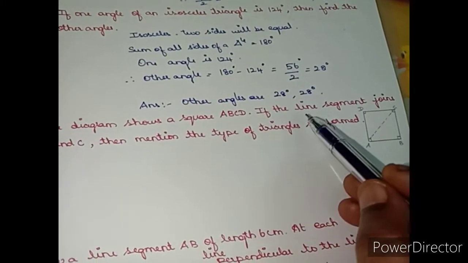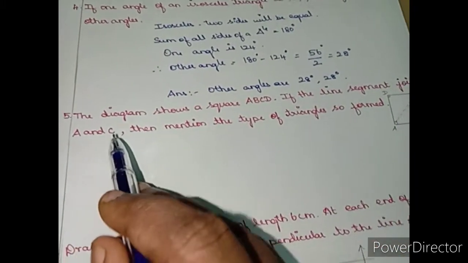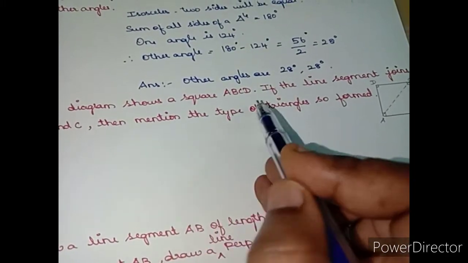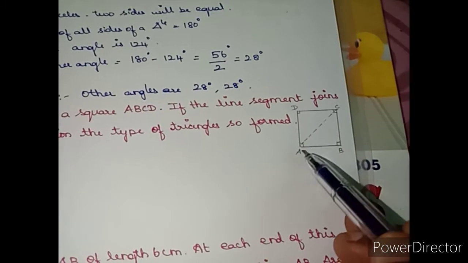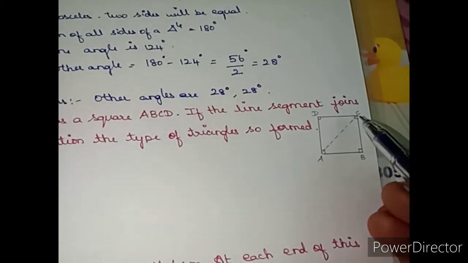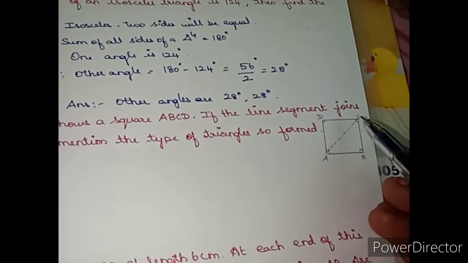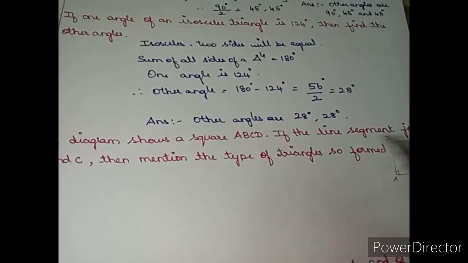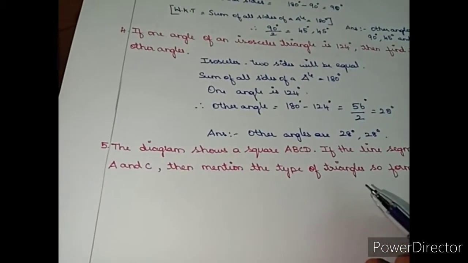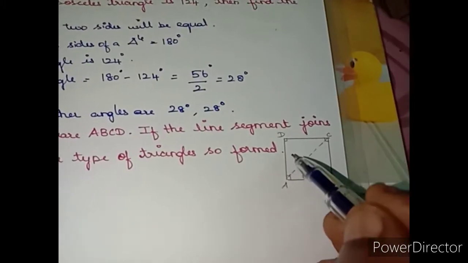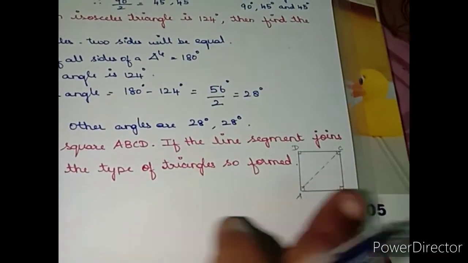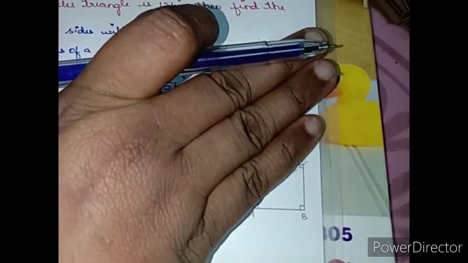ABCD. If the line segment joins AC, then mention the type of triangle so formed. So, this is the square ABCD. A diagonal line is drawn which is joining A and C. So, they are asking what type of triangle will be formed. Okay, if you see this, it is a square. So, a line is crossing. So, if you close this and see what type of triangle it is, a right angled triangle.